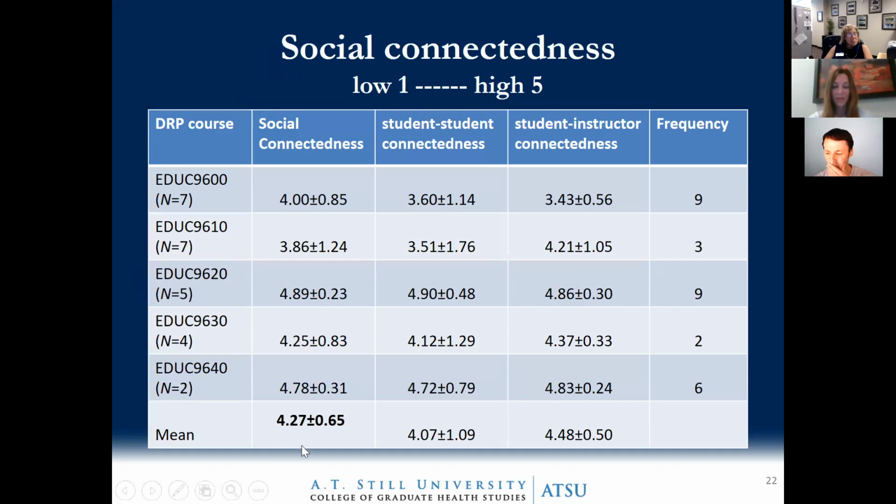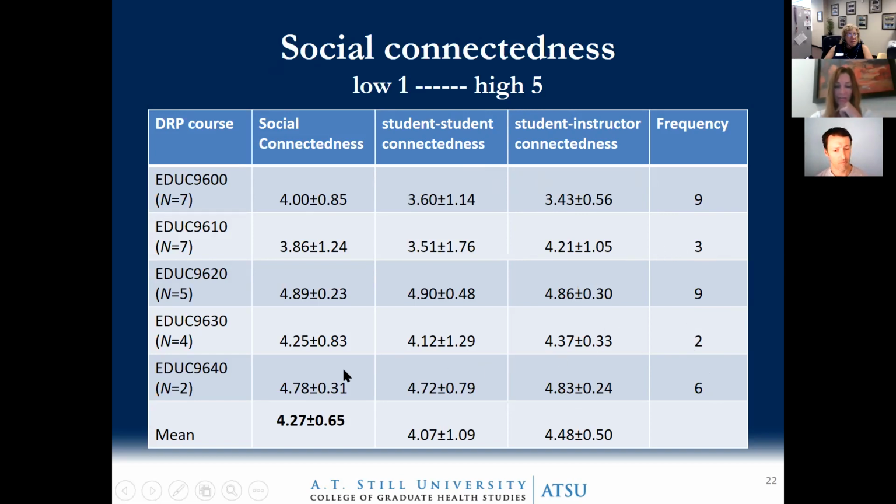Overall, down here we see, well, let me explain what we got here. We got the 5 courses down this first column. Then we've got overall social connectedness, student-to-student social connectedness, student-to-instructor, and then frequency. The frequency is the number of online discussion forums in each of these courses. The first one had 9, the third one had 9, and the 5th one had 6, and I considered those the high-frequency ones. The second course only had 3, and the 4th course only had 2, and I considered those the low-frequency ones.